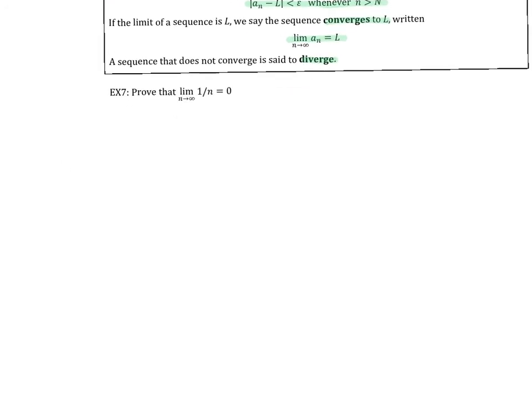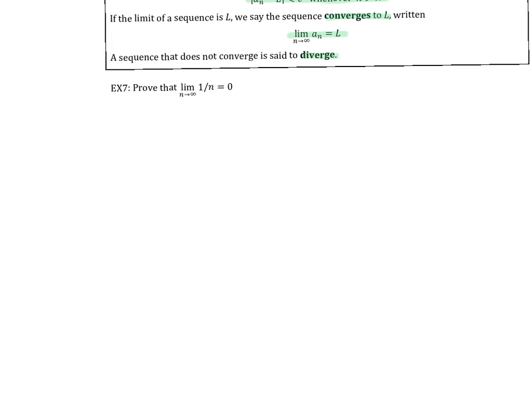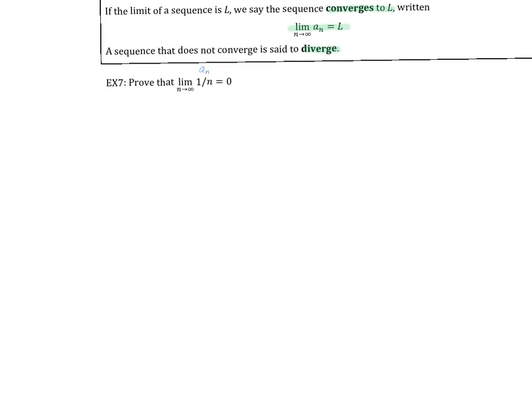So we're going to go through the proof in example 7 that the limit as n goes to infinity of 1 over n is equal to 0. So here note that my a sub n is 1 over n. Since this limit is equal to 0, my L is 0. So the first part of our proof is to find, for any epsilon, that capital N. So this is scratch work. This is actually not the proof.